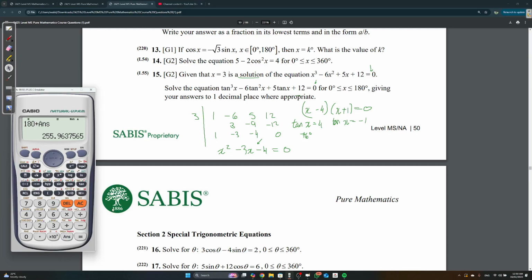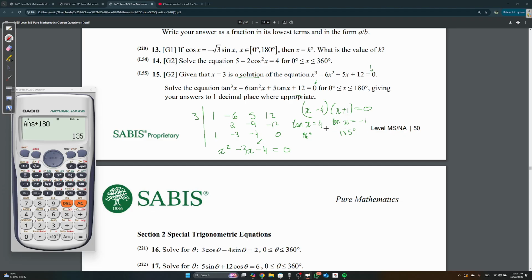Does that fit in the domain? No, no, no. So we continue. Shift tan minus 1. Minus 45. Does that fit in the domain? No, no, no, no. But what do we do? Plus 180 always for the second solution. 135. Does that fit in the domain? Yes, that fits.